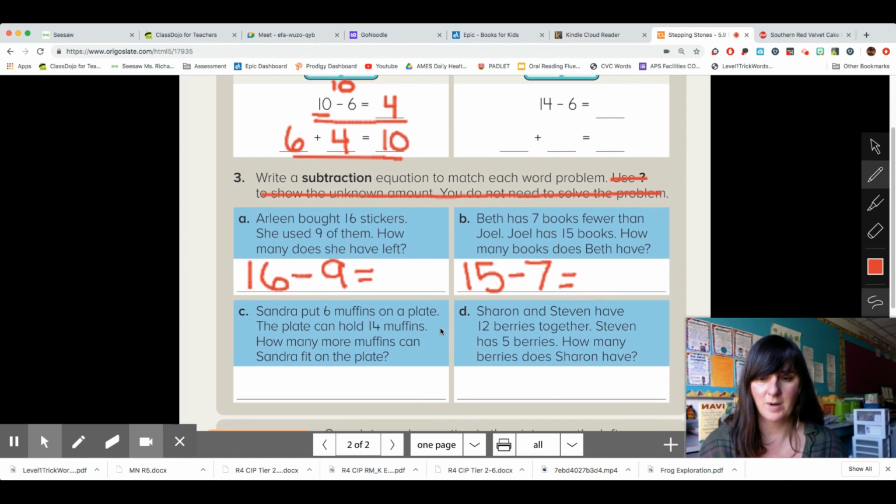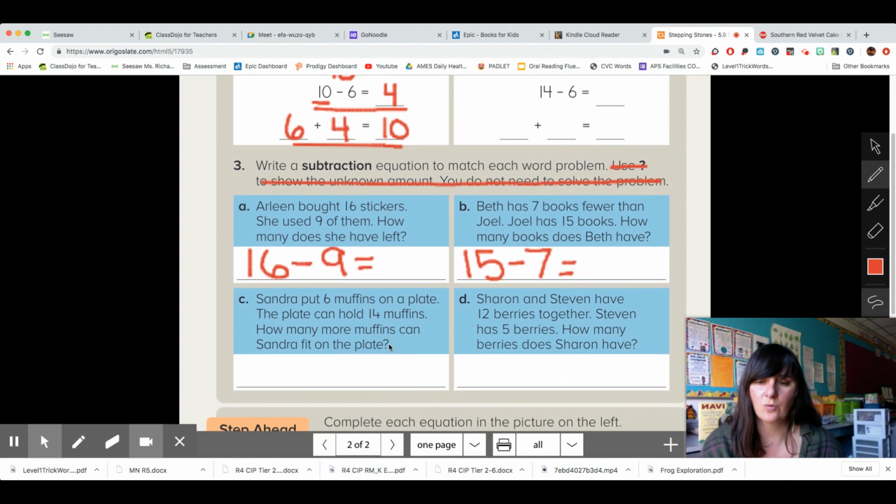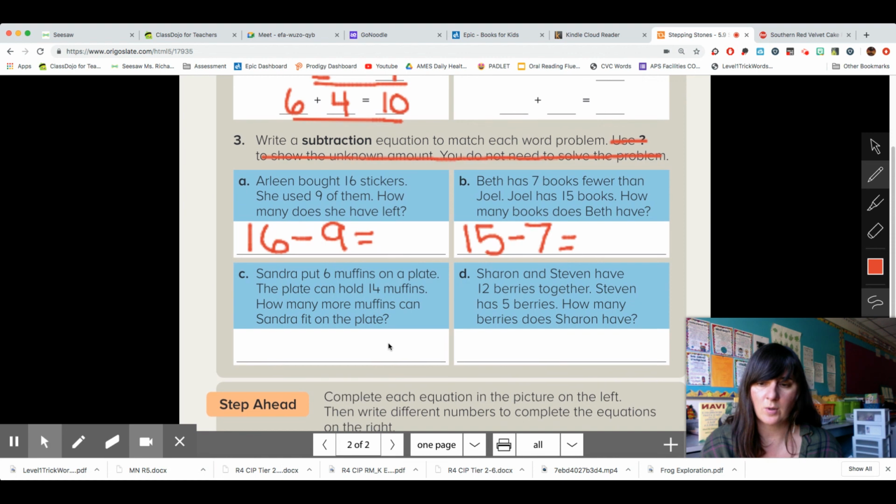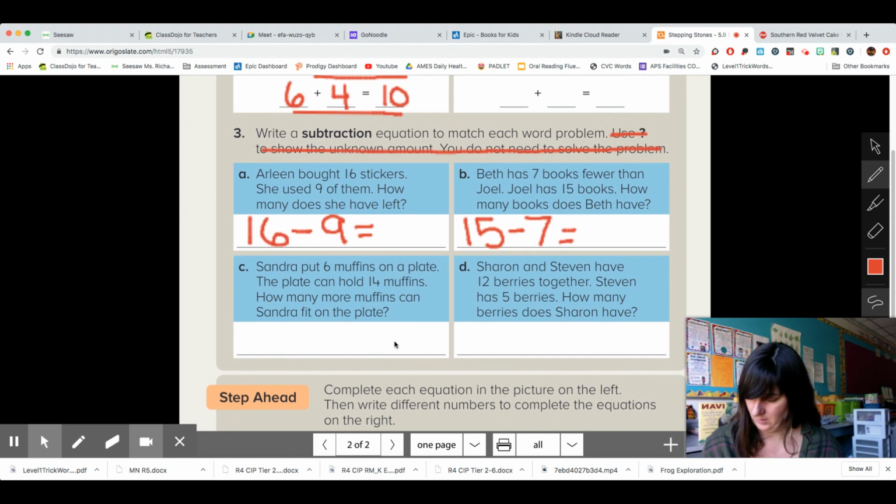Sandra put 6 muffins on a plate. The plate can hold 14 muffins. How many more muffins can Sandra fit on the plate? So to get that amount, we can do 14 minus 6, and that'll tell us how many more muffins she can put on the plate.